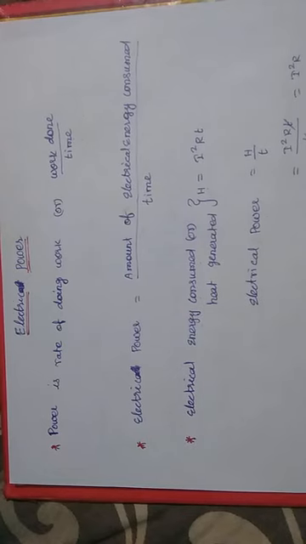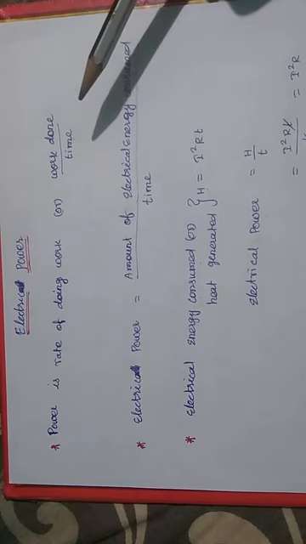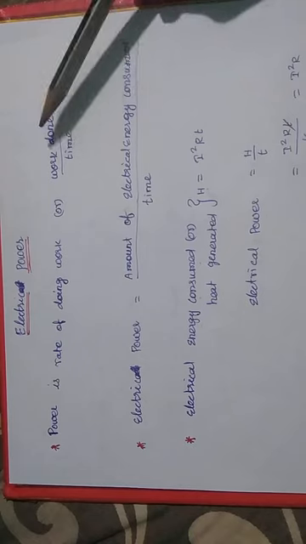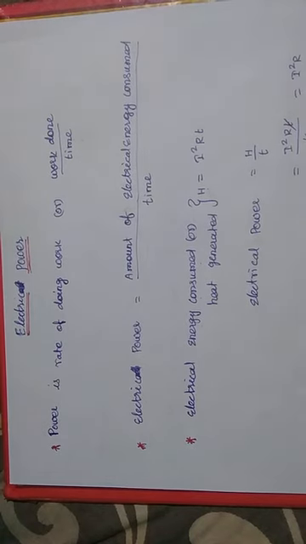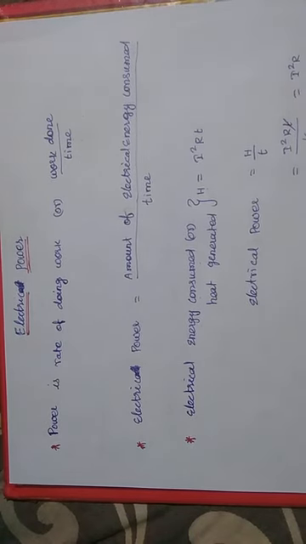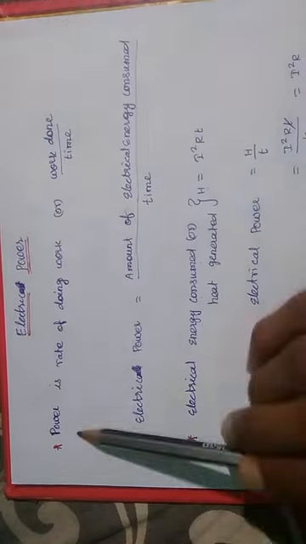Hello students, in the previous videos we have learned about some of the basic ideas regarding electricity. Now we are moving to the electrical part. This is the only topic left out in your syllabus. More generally, power is defined as the rate of doing work, or work done by time. So what is meant by work done by time? How much work has been done in a given time is called power.